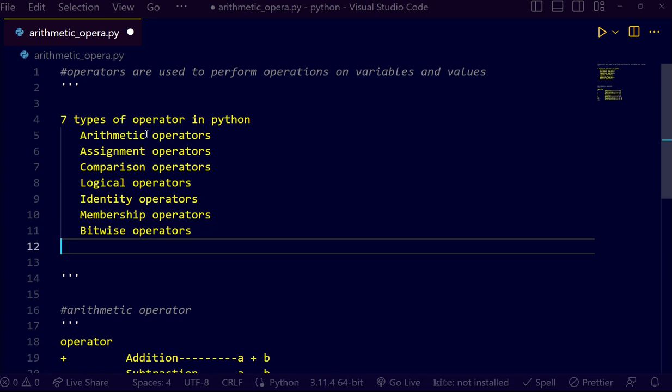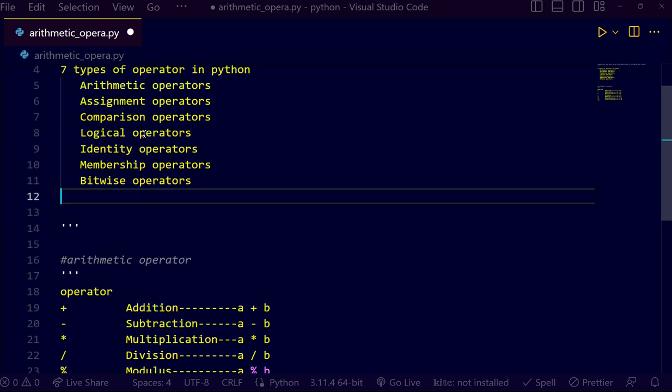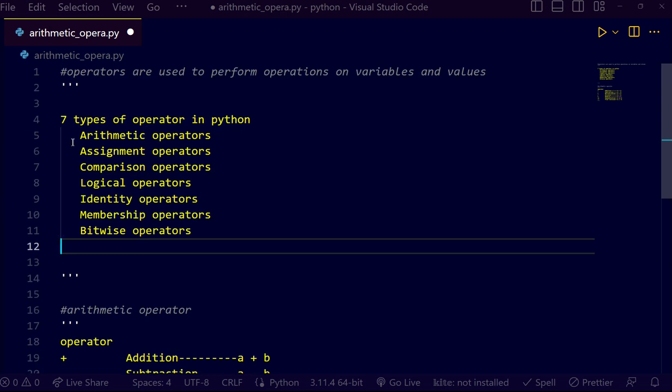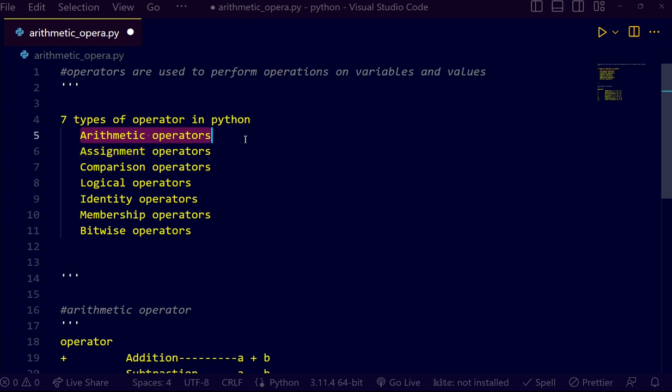Okay. First of all, what is an operator? Operators are used to perform operations on variables and values. For performing any operation, you require two variables or more. So, first we discuss arithmetic operators.